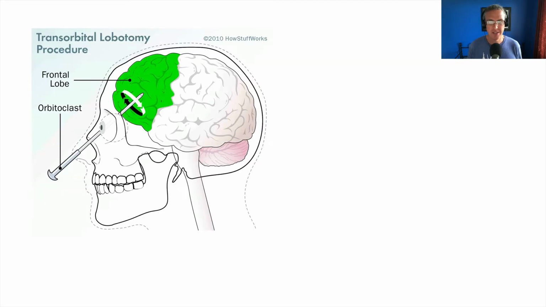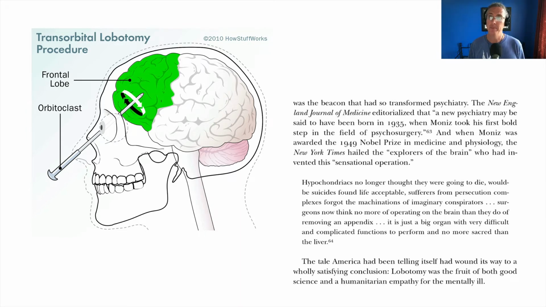So what's the surgery, first of all? It's a little gross. I've got to warn you ahead of time. They basically stick an orbitoclast, think of it as an ice pick, up through the nasal cavity, up past the eye, so not mucking with the eye, and then swirling it around a little. They're basically severing the prefrontal cortex, the connections that connect the very front of the brain with the rest of the brain. This is a one-way thing. Once you do it, you cannot undo it. So it's very serious.